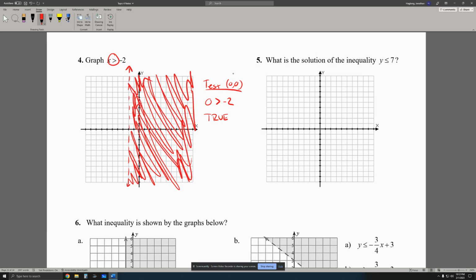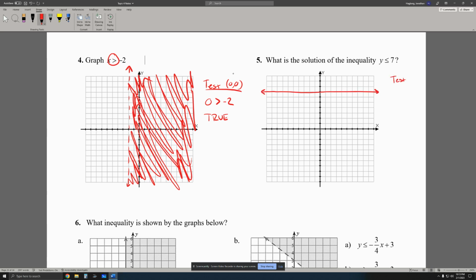All right, so number 5, what's the solution to the inequality? y is less than or equal to 7. Similarly to the last one, we have y. This looks similar to y equals 7, the horizontal line. So we have the horizontal line here for the inequality y is less than or equal to 7. This is a solid line because we have that or equal to piece.